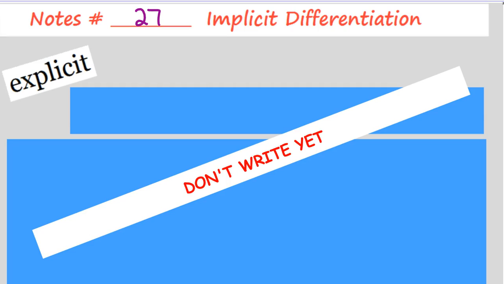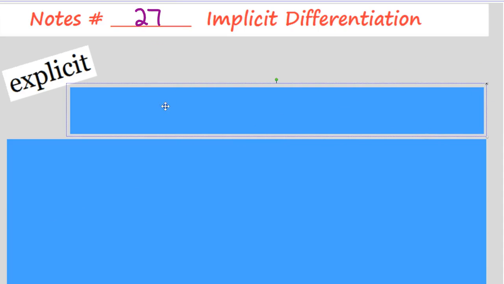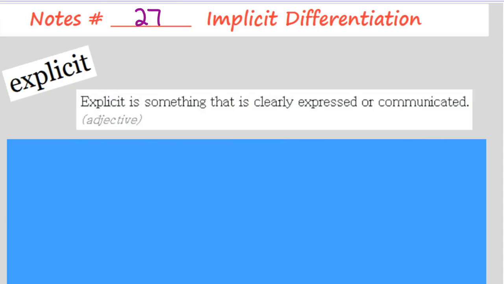Now, I'm not talking about explicit in terms of like rated R or rated X or something. I don't mean like bad language. I mean sort of a more general definition where explicit means something that's clearly expressed or communicated.